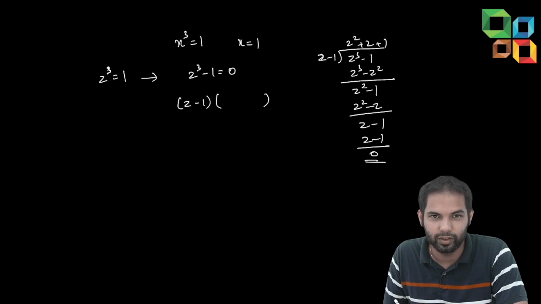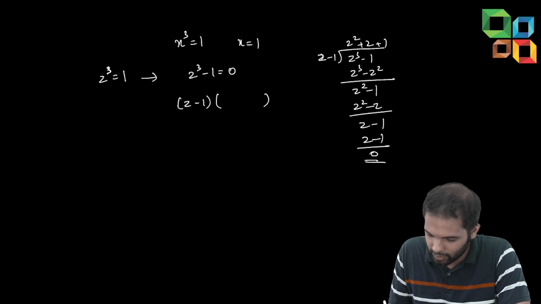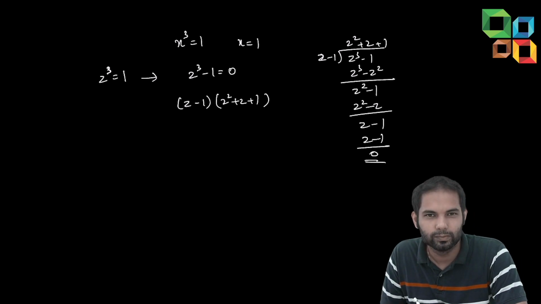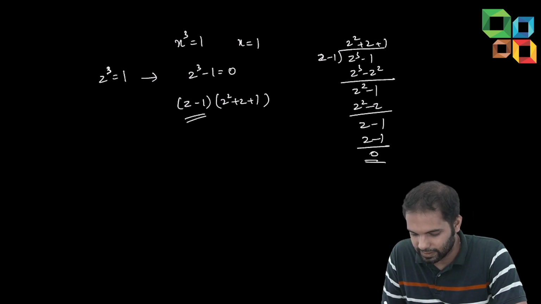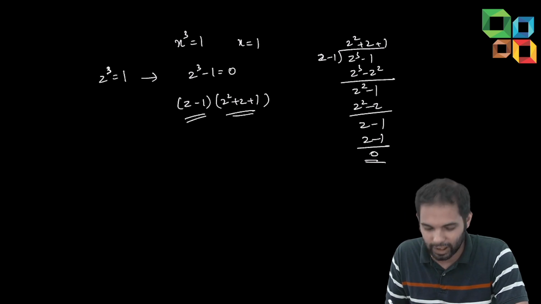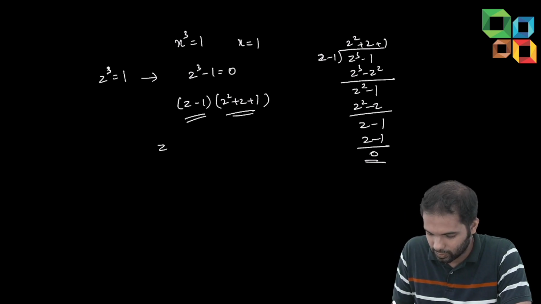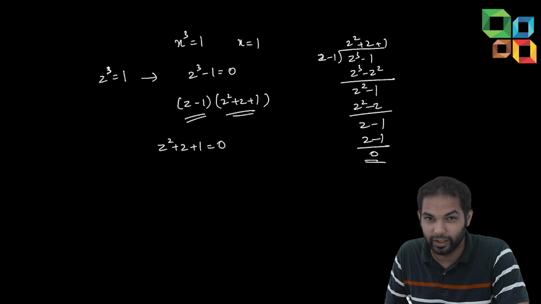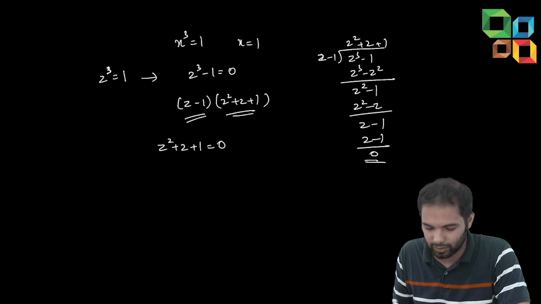It should divide because one of the roots was 1. So whatever you're getting, z square plus z plus 1. One of the roots is this. So this quadratic equation should give me the other 2 roots. We already know they're imaginary because we can't guess the real roots. Let's try to figure out. So what is z?